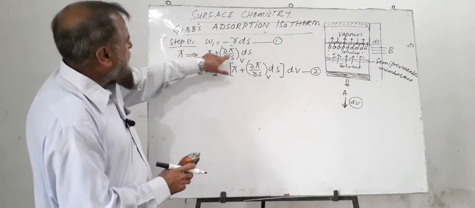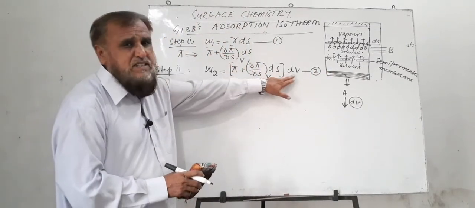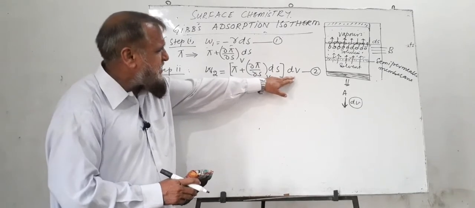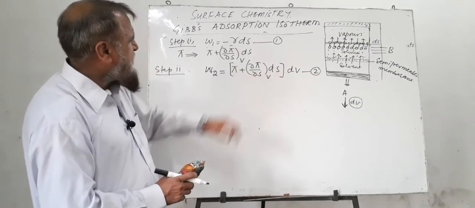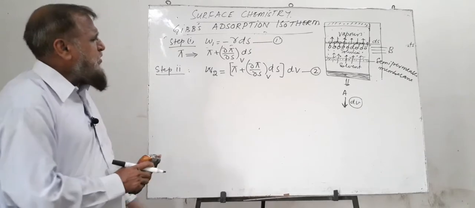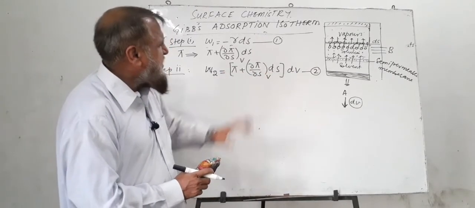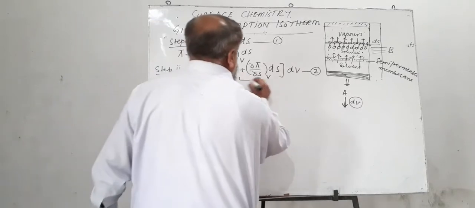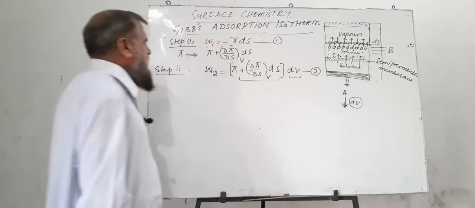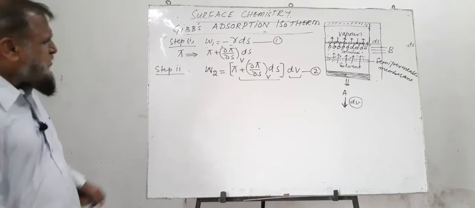Now it is the force of osmotic pressure, and it is the displacement which has been covered by the system. Therefore, the work done is given by (π + ∂π/∂S_V dS) dV. It is the force and it is the displacement. So the work done is given by this amount.